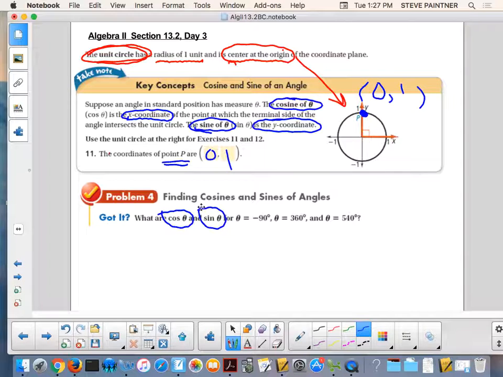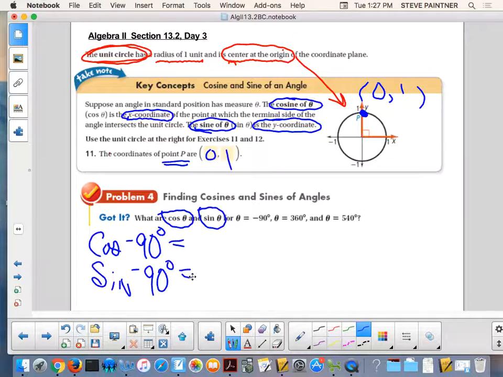Negative 90. Okay, so let's do cosine first of negative 90. Let's do sine second of negative 90. First of all, where's negative 90? The bottom, right, it's right here. Go this direction, you land right there. So you're sitting right on the y-axis. Now we want to think unit circle. What's this point? 0, negative 1. So that means the x value is 0, the y value is negative 1.